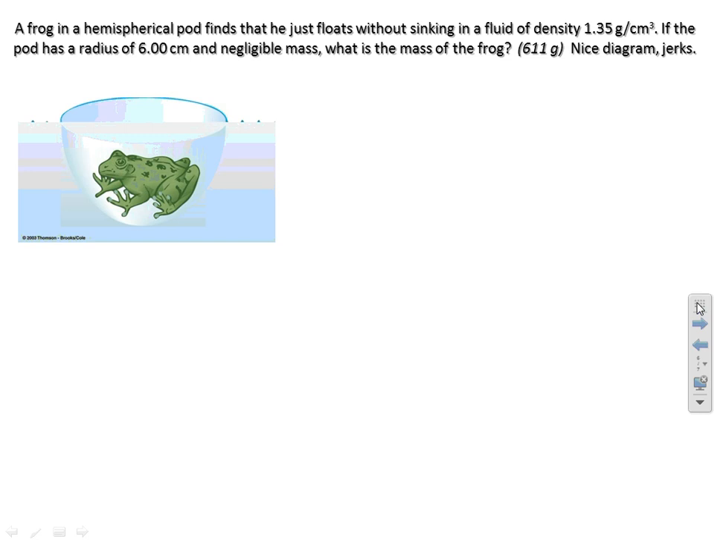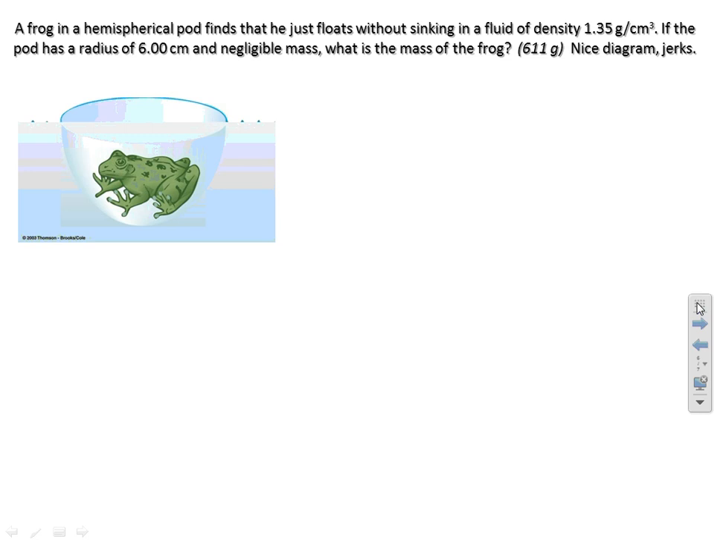Here's another one. Let's walk through this one together. Just a ridiculously stupid diagram, but what do you want from me? A frog in a hemispherical pod. He just floats without sinking in a fluid of that density, in grams per cubic centimeter. If the pod has a radius of 6 centimeters, we want to know what the mass of the frog is. There's the answer, 611 grams.